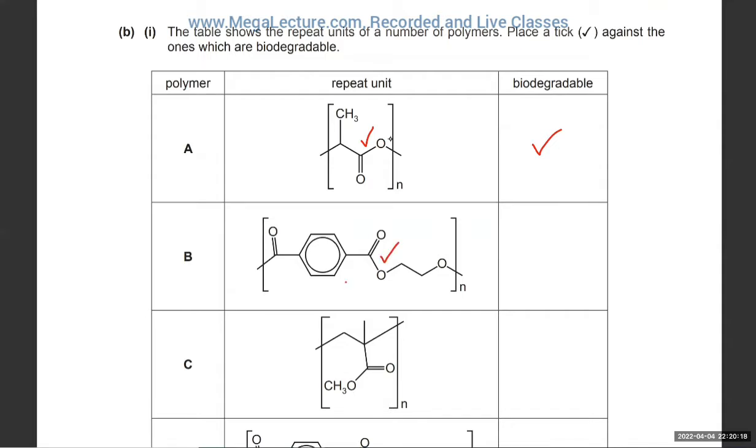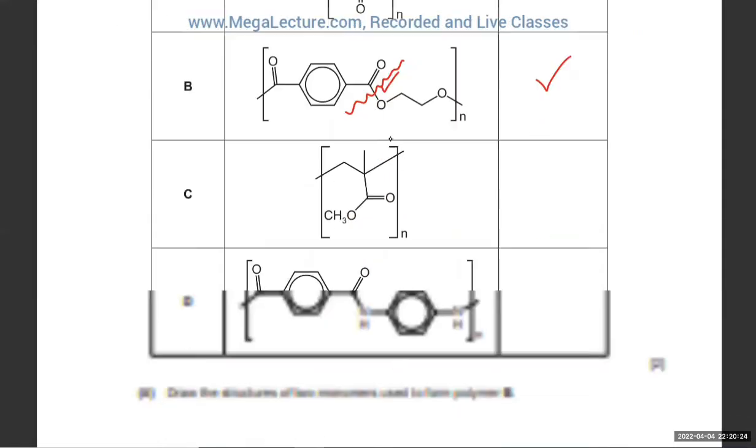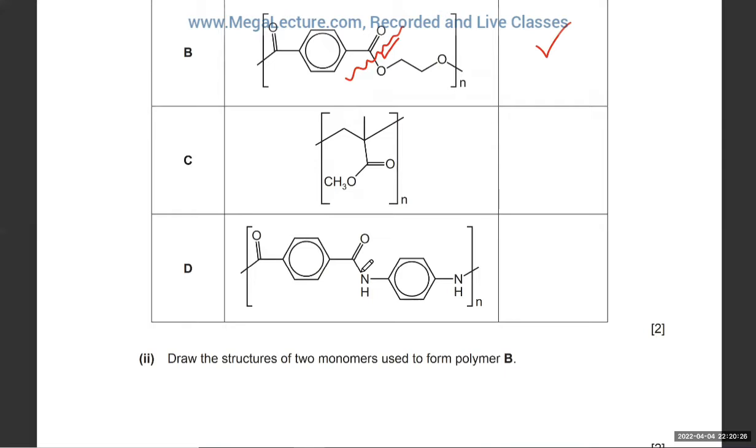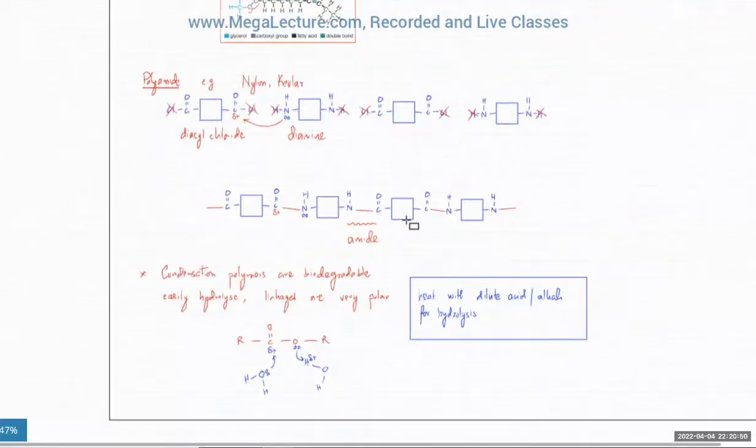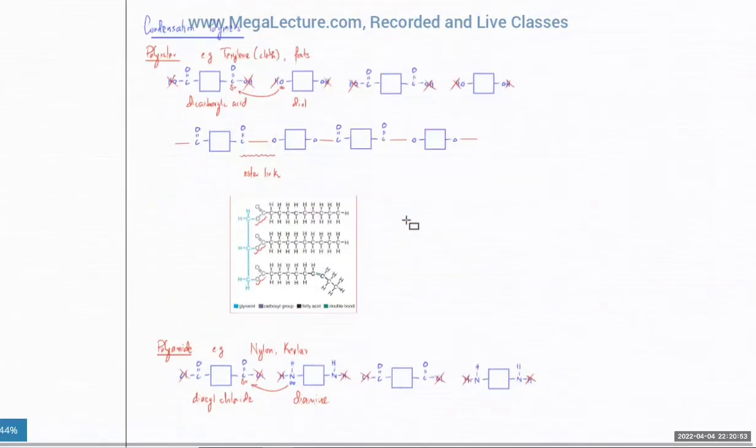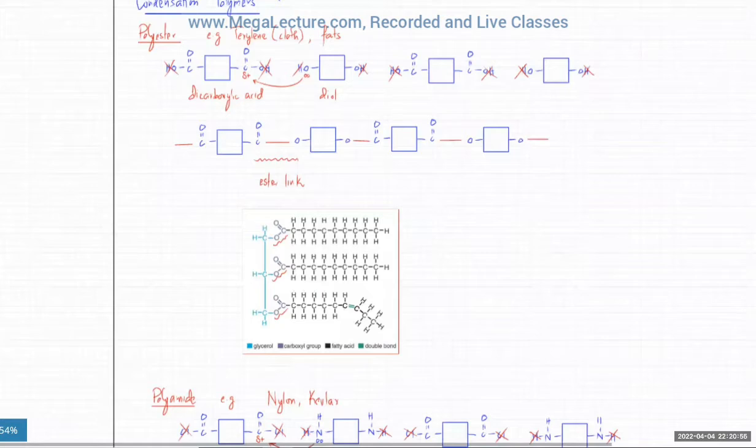Whether it's an ester link or an amide link, it's going to biodegrade. This one is an amide. You've got a carbonyl bond over an NH, so the molecule would eventually break. So that is also biodegradable. The only one that's not biodegradable in this case is option C. I'm going to talk about this later. But is this idea clear that polyamides and polyesters are both biodegradable, and the linkages are extremely reactive?